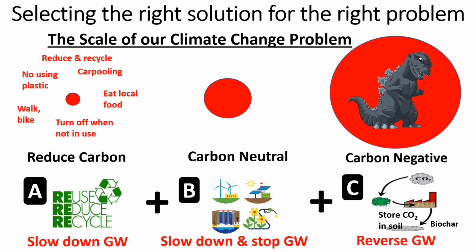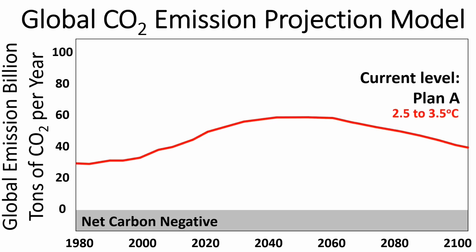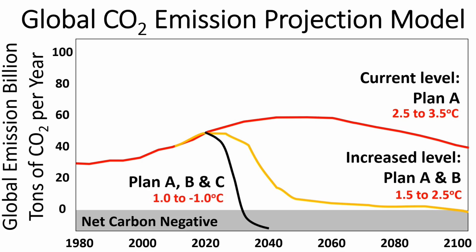To help us have a clear picture, this is a chart showing the projected global CO2 emission and rise in global temperatures by various intervention plans. If we continue with only plan A, global temperature is projected to rise to above 2.5 by 2100. If we implement both plan A and plan B, global temperature will increase by 1.5 to 2.5 by 2100. However, if we implement plan A, plan B, and plan C, we can stop and reverse the global rise in temperature.